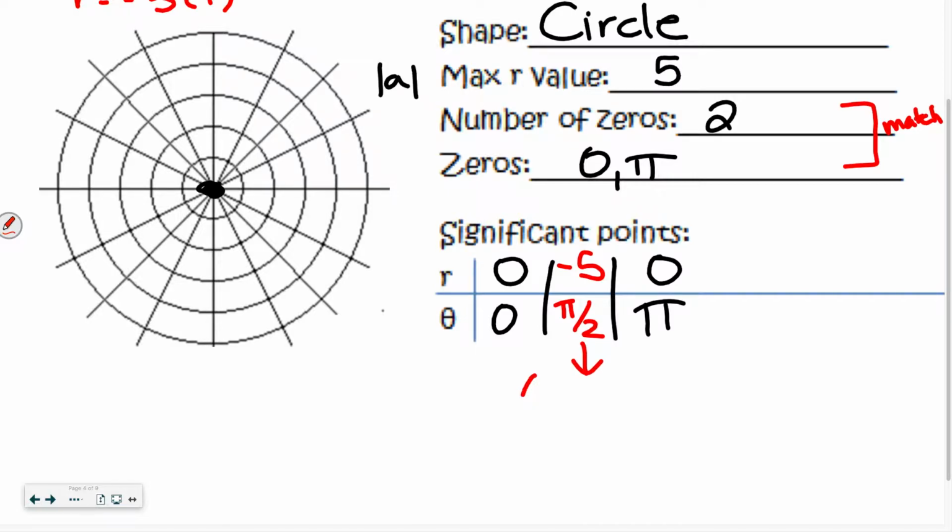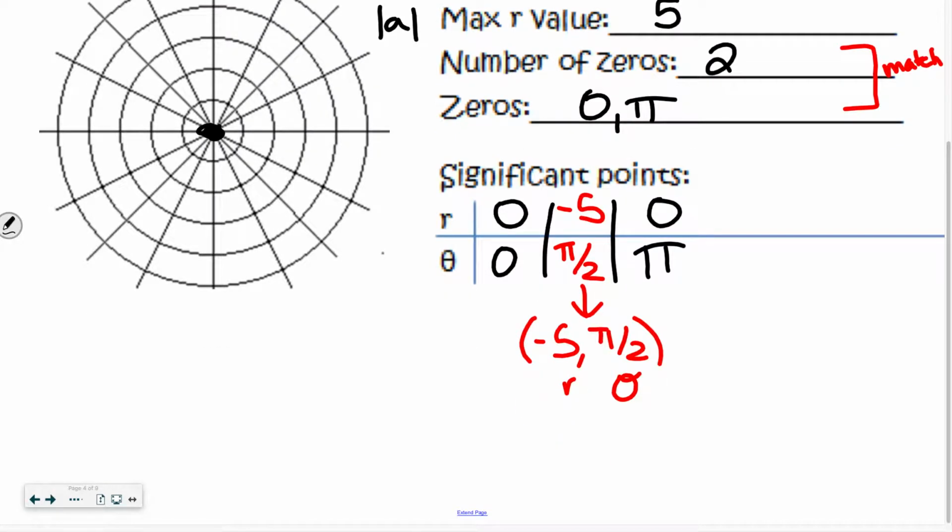I'm going to write this one down below this one time. Think about from Thursday how you plot the polar coordinate -5, pi over 2. Since the r is negative, it means don't go in the direction of pi halves, go in the opposite direction. So rather than counting up 5, we're going to count down 5. So 1, 2, 3, 4, 5. This point right here is -5, pi halves.